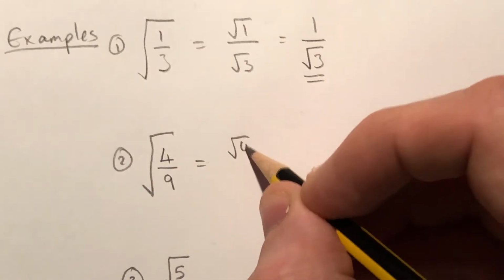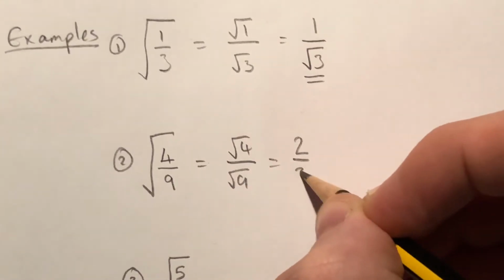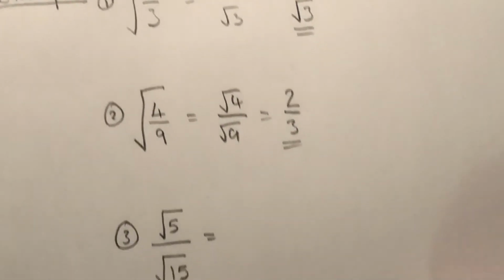Similarly, we've got root 4 upon 9 here. So I could say it's root 4 over root 9. Root 4 is 2. Root 9 is 3. So, square root of 4/9 is 2/3.